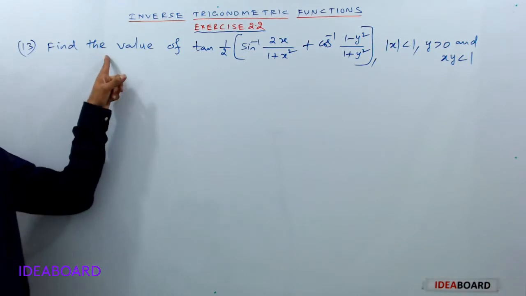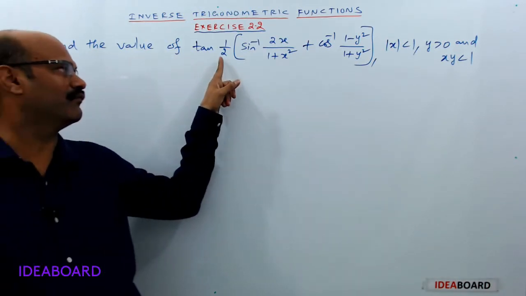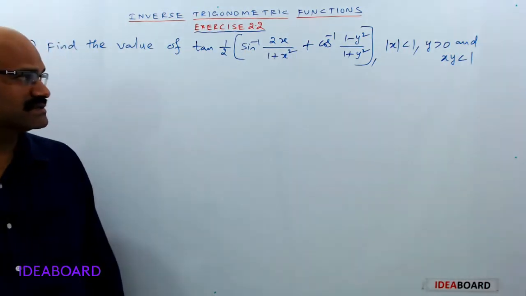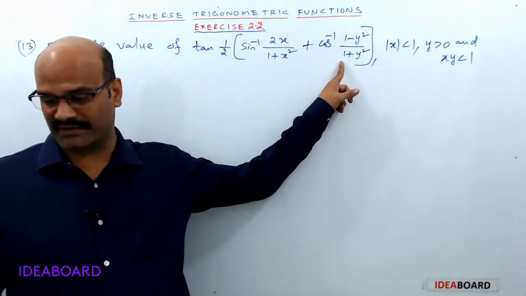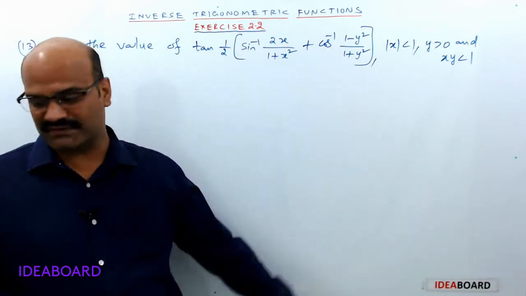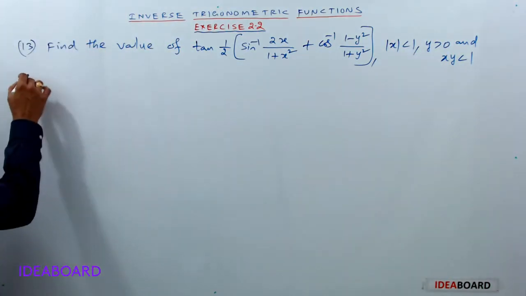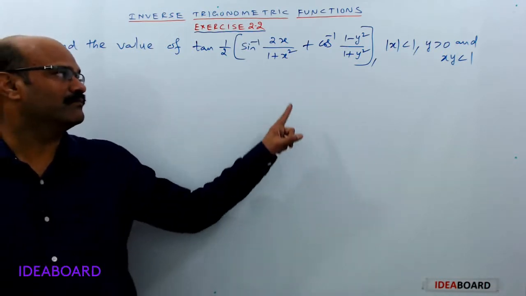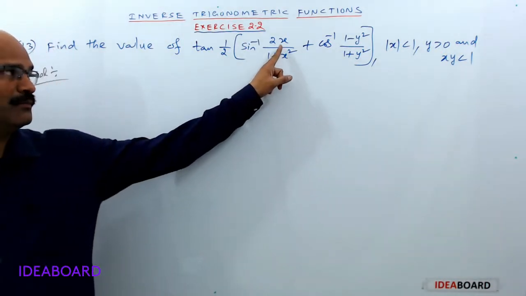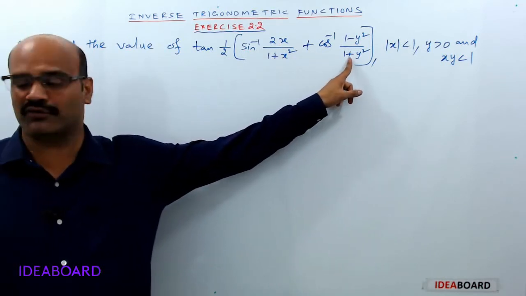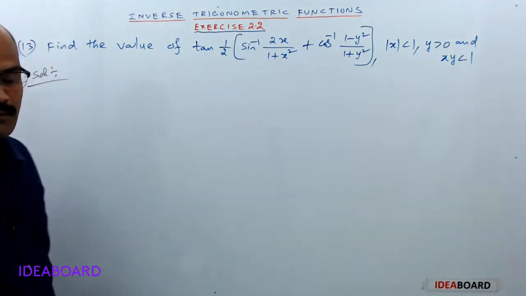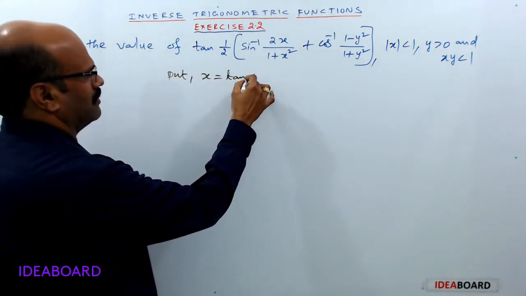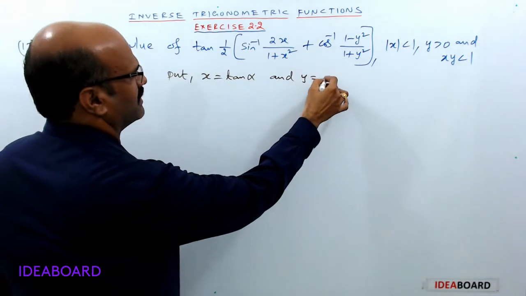13th problem. Find the value of tan of 1 by 2 into sin inverse of 2x by 1 plus x square plus cos inverse of 1 minus y square by 1 plus y square. Solution. In this problem, put x equal to tan alpha and y equal to tan beta here.